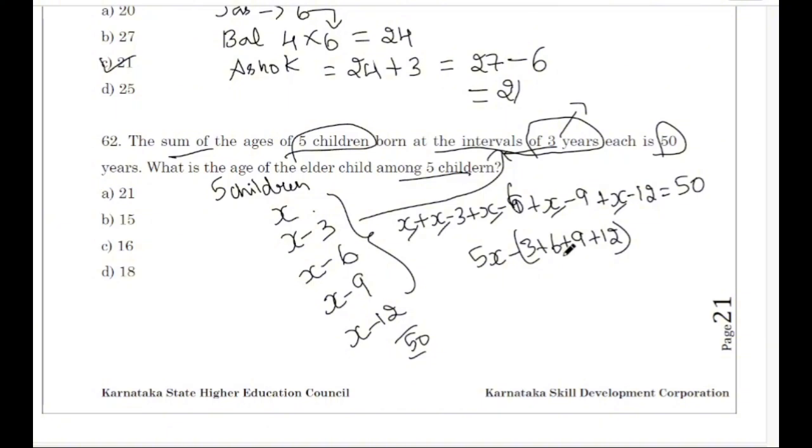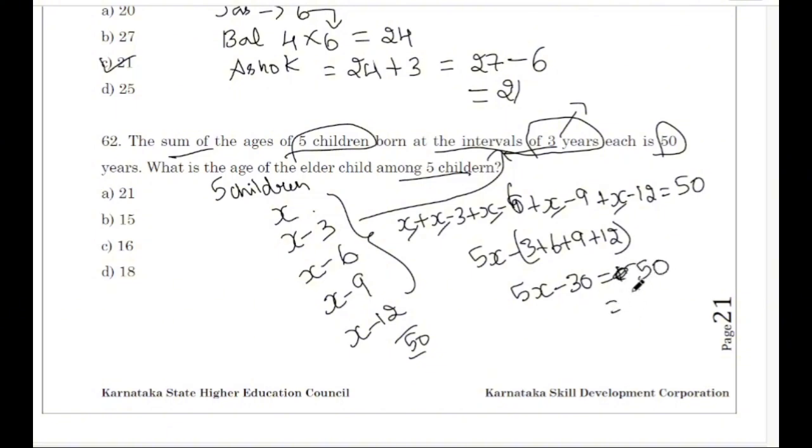3 plus 6, 9. 9 plus 9, 18. 18 plus 10, 28. 28 plus 2, 30. Okay? So 5x minus 30 is equal to what? Is equal to 50.